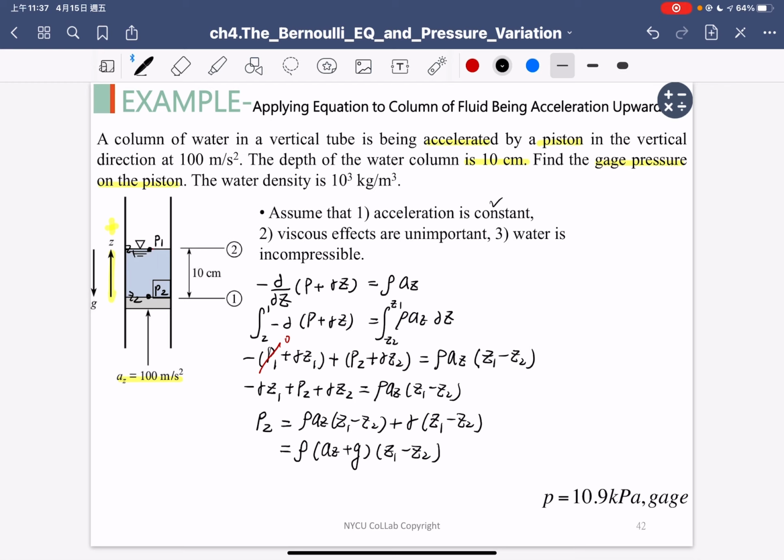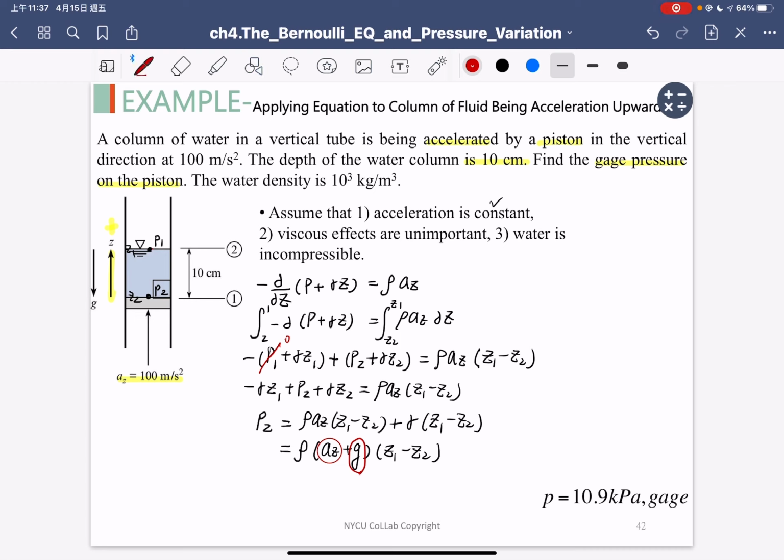Okay, so what about the g? When we only consider the hydrostatic equation, if we only consider gravity, the answer will be the hydrostatic pressure, right? But right now we have additional velocity, additional accelerations contributed from the piston. So the pressure will increase compared to the hydrostatic conditions.